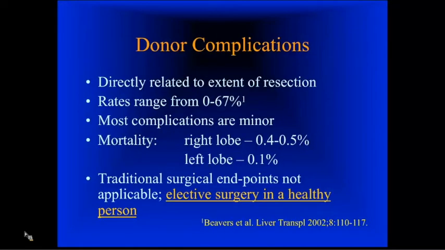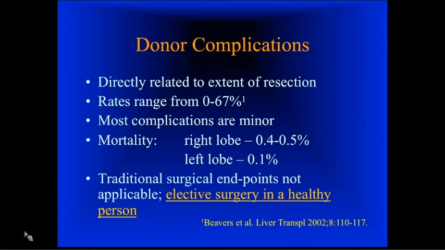So, donor complications. I mentioned earlier that in the beginning, rules weren't written. We didn't know how much to remove. So some of the donors ended up having complications because too much of the liver was removed from them. Complication rates can range from none to about two thirds of the time. Most complications are minor.